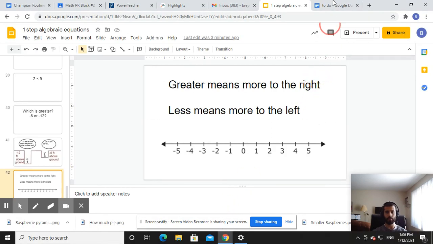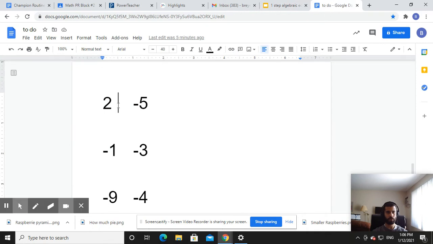So to do some examples, 2 and -5, is 2 greater than or less than -5? So here's another rule. If there's a positive number and a negative number, the positive one is always going to be further to the right. So this 2 is greater than -5.